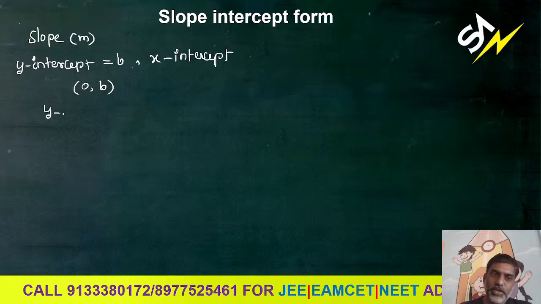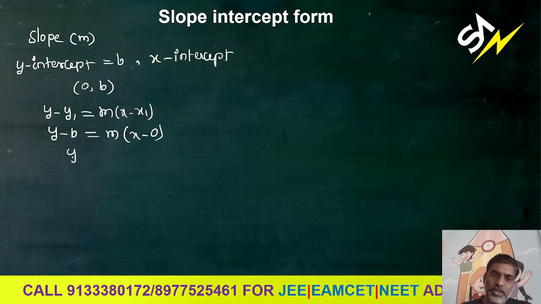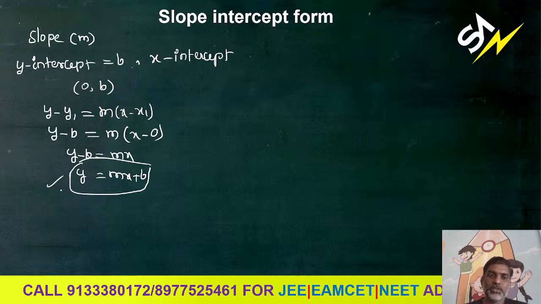Already we know the point slope form of a line, that is y minus y1 is equal to m into x minus x1. So y minus y1, that is y minus b, equal to m into x minus x1, which is 0. So what we are getting here, y minus b is equal to mx. So y is equal to mx plus b. This is the slope intercept form of a line when the y intercept is given.